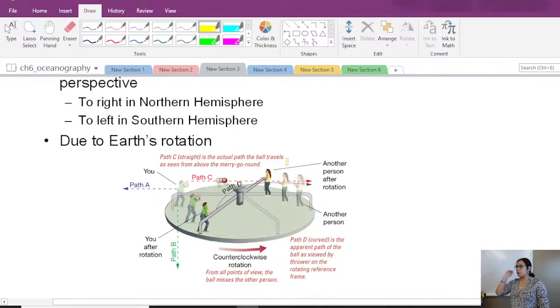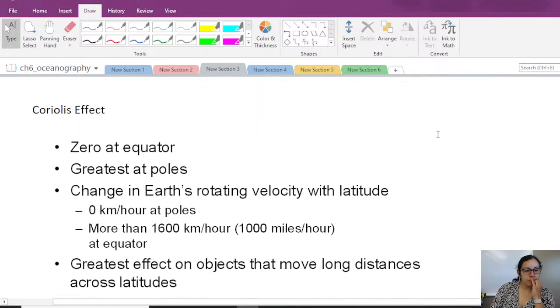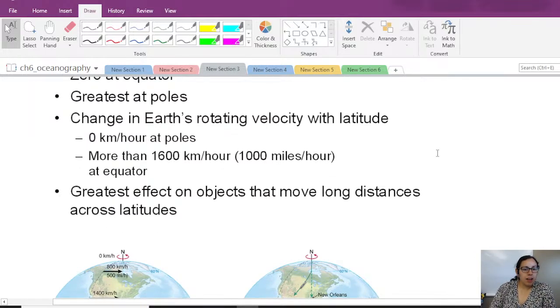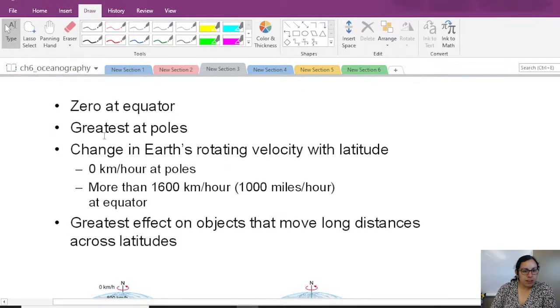You and the other person are spinning, passing the ball back and forth. It looks like you're doing it in a straight line. But to the outside observer, it would look like you're rotating the ball and moving it on a curved path. And so, our Coriolis effect depends on where you're going.